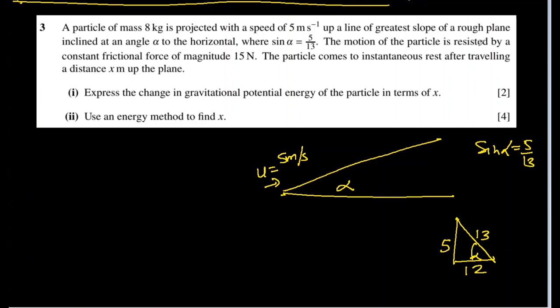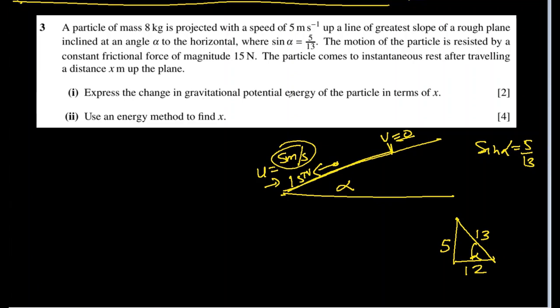The motion of the particle is resisted by a constant frictional force. So if it is going this way, there is a friction force in opposite direction. All right, and magnitude is 15 Newton is given. Frictional force is, let me write straight away, 15 newtons. So 15 Newton is the resistive force. The particle comes to instantaneous rest after traveling a distance of x meters. So it goes up the plane and stops somewhere here where v is 0. U is 5, v is 0.